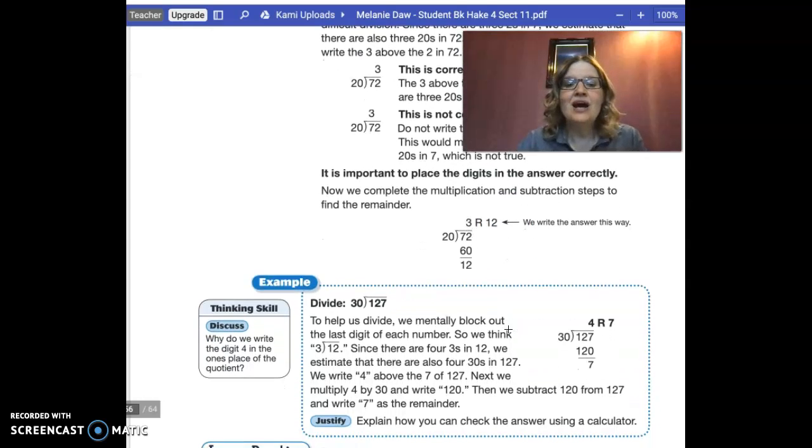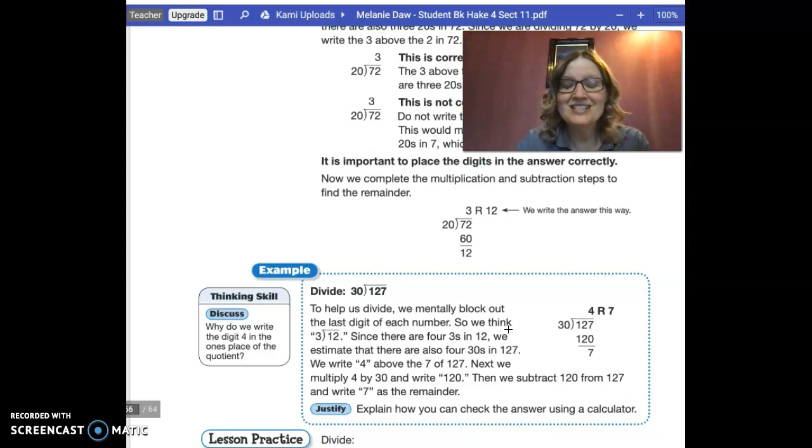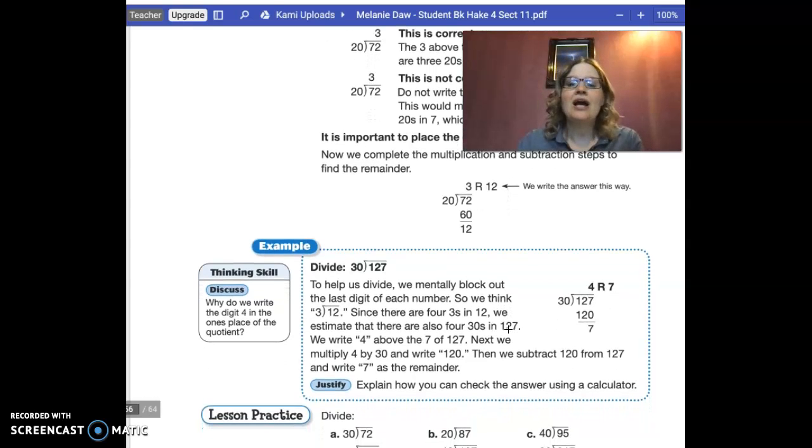Here's another one. 127 divided by 30. I look at that 3 over here and 12, and I know that can be divided by 4. So I put my 4 not over the 12, I put my 4 over the 7, because we have to account for this 0. So I put my 4 here, I multiply, I get 120, and my remainder is 7.